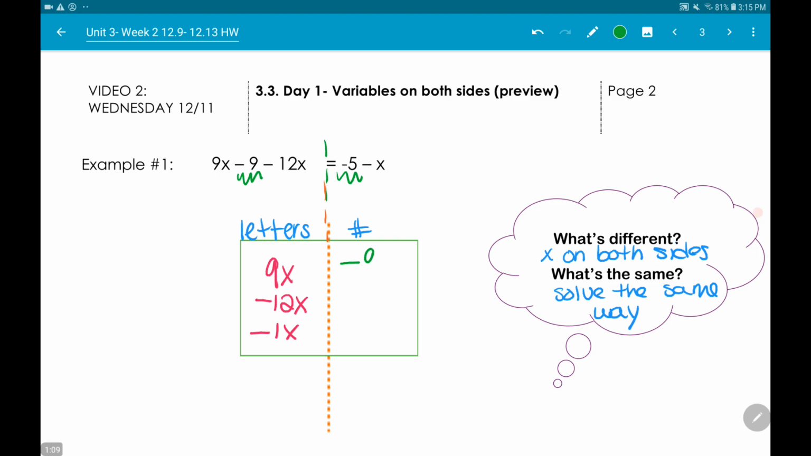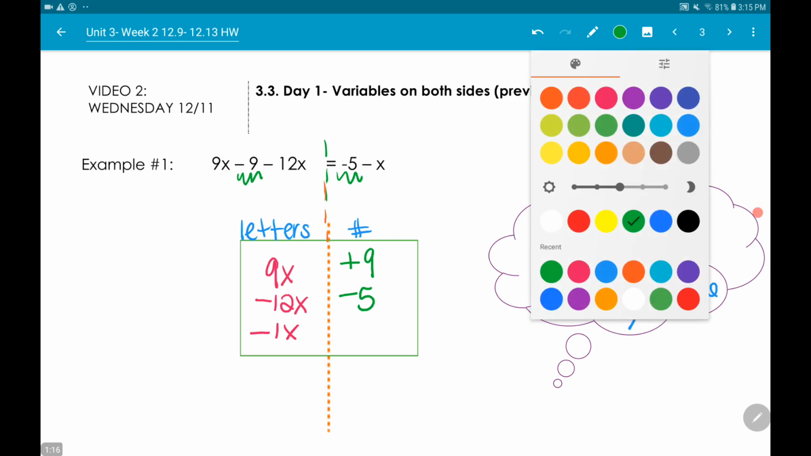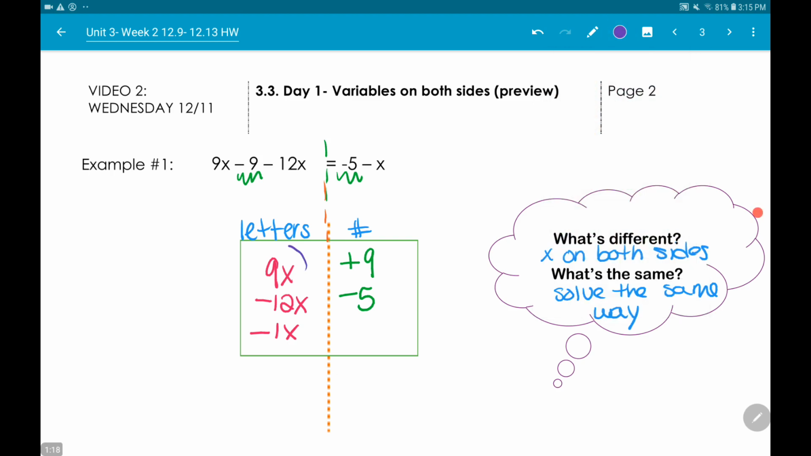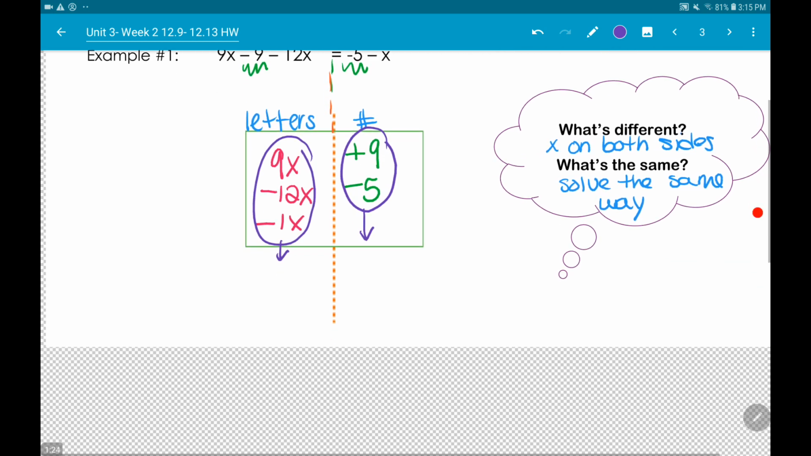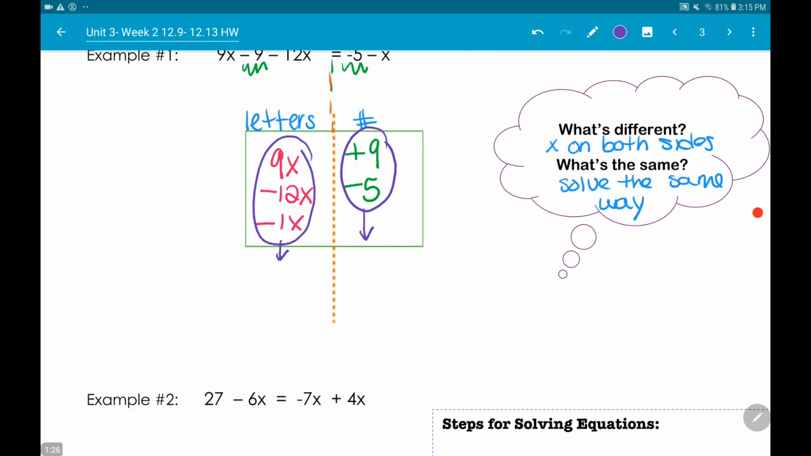negative 9, but I crossed it over, so it changes to a positive, and negative 5 is on that side. It stays the same. Still the same thing that I'm doing. I'm still going to add these all up, and I'm going to add up all of these as well. Go ahead and do that. All right, so we get negative 4x equals positive 4.